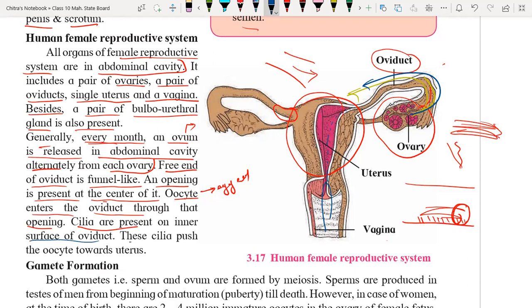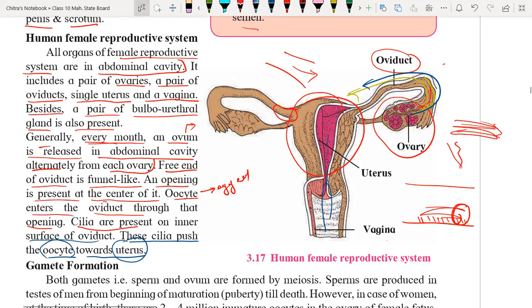These cilia push the oocyte, meaning the egg cell, toward the uterus. It is very important. The main function of the ciliated part, or the wall of the inner side of the oviduct, is to push the oocyte, meaning the egg cell, toward the uterus.